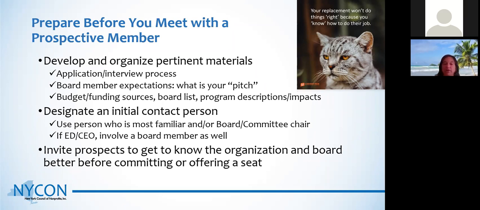So I think it can be either way. Ultimately, you want to do the due diligence. You want to get to know each other. And so doing that, either in person or by telephone or Zoom is probably preferable than just having it be an email exchange.